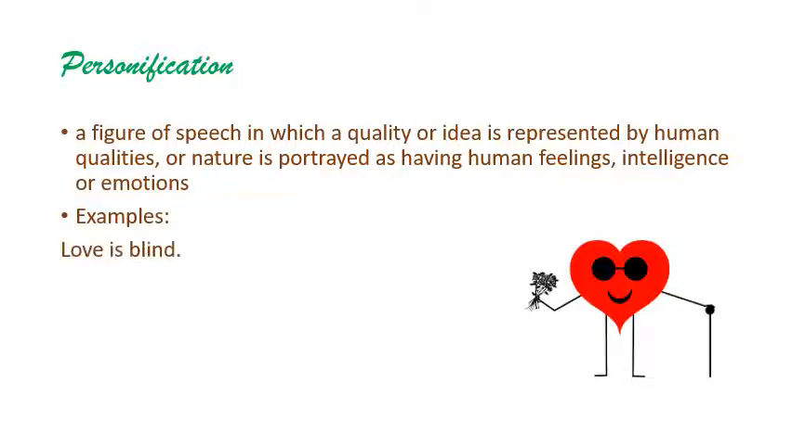For example, love is blind. Yeah, look at this cute little love here. Okay, love is blind. Biasanya yang blind itu kan manusia. Love itu kan nggak punya mata. Kok bisa blind? So, you know, when you are blind, you cannot see anything, and that's what love is. Jadi cinta itu membuat orang nggak bisa melihat apa-apa.